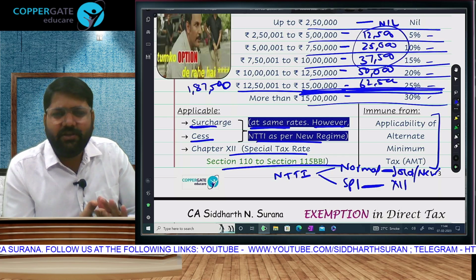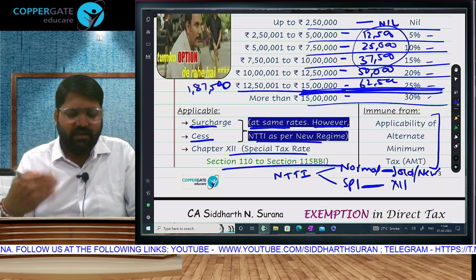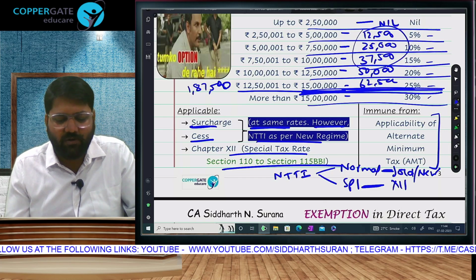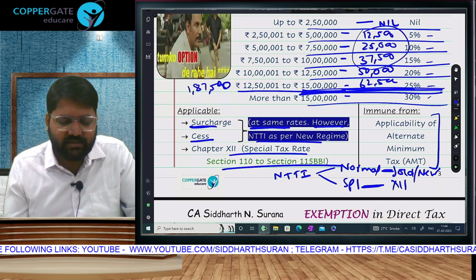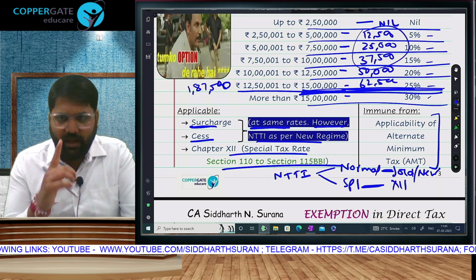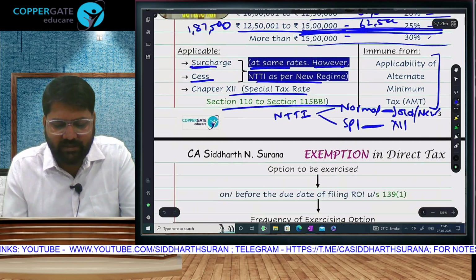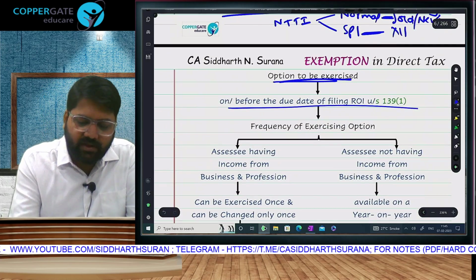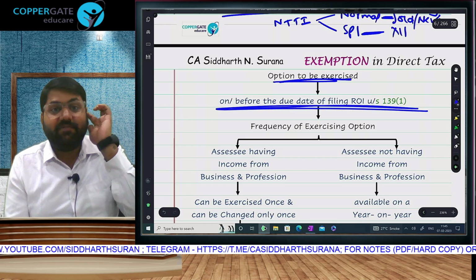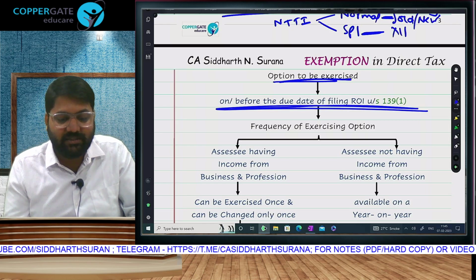Plus, the new taxation regime has some conditions: you have to choose on or before the due date of return filing. All that you are aware of, because this is a revision lecture. We will also revise as and when they come. So AMT will not be applicable to any assessee choosing the new regime. You have to decide on or before the due date of filing ROI. Otherwise, by default, you will fall in the old regime.